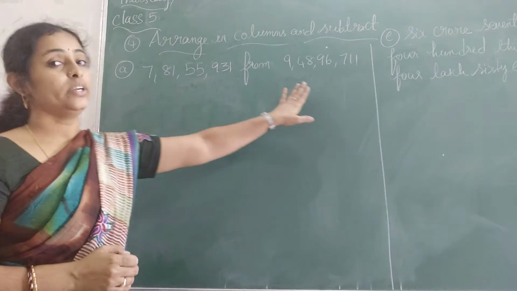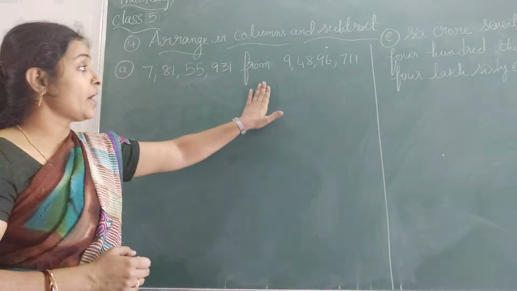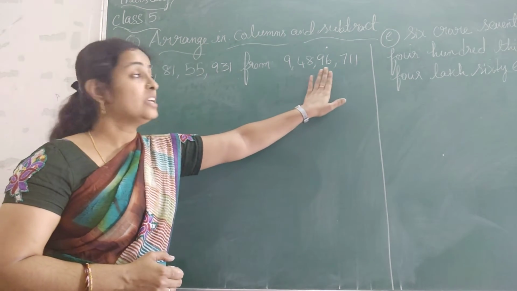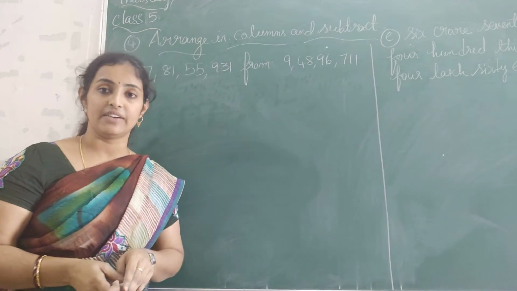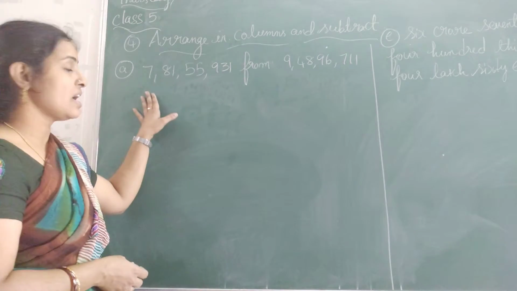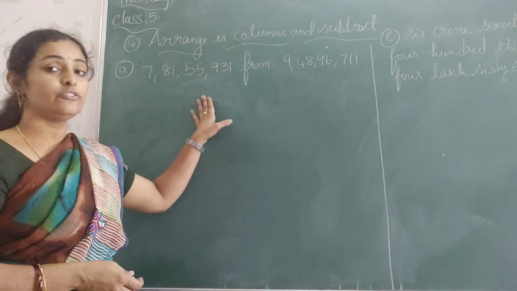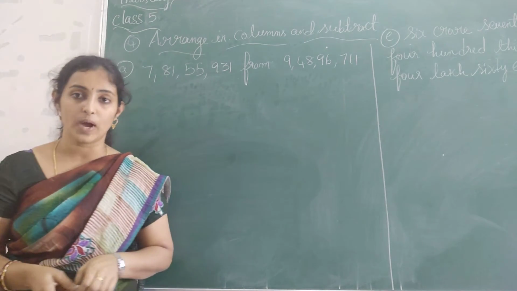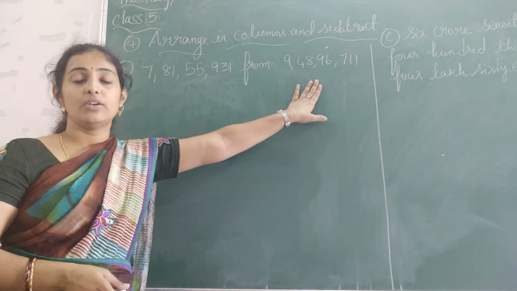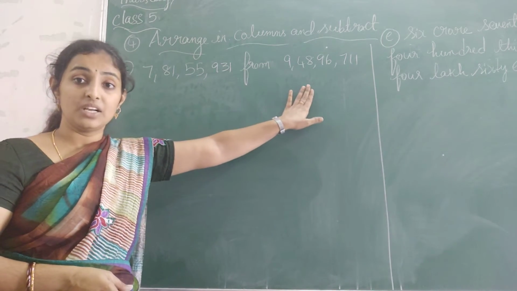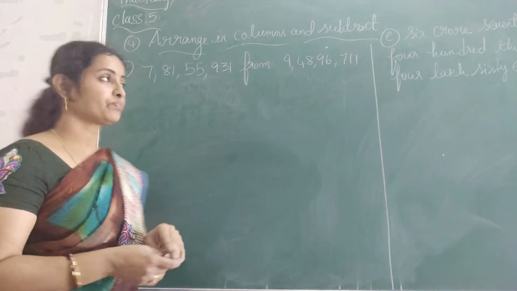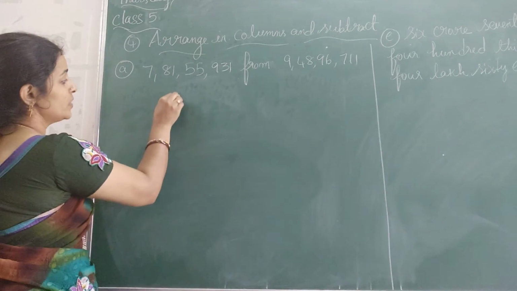Now here, what is given? The given number from this number, what is this number? 9,48,96,711. So from this number, I need to remove this one. What is that? 7,81,55,931. So which number I need to write? I need to write the second one, because this is a greater one, bigger one minus smaller one, then you will get the required answer. Yes, we'll start writing according to it column wise.